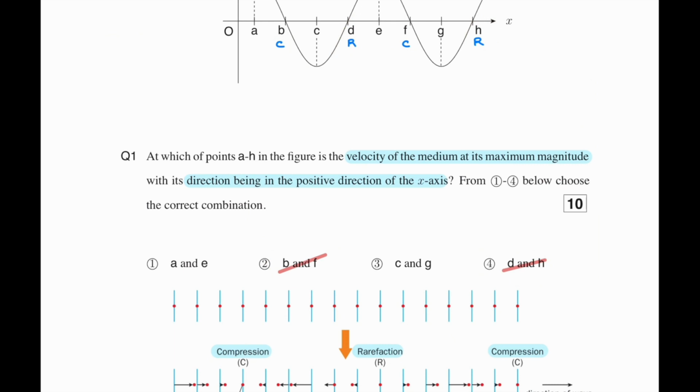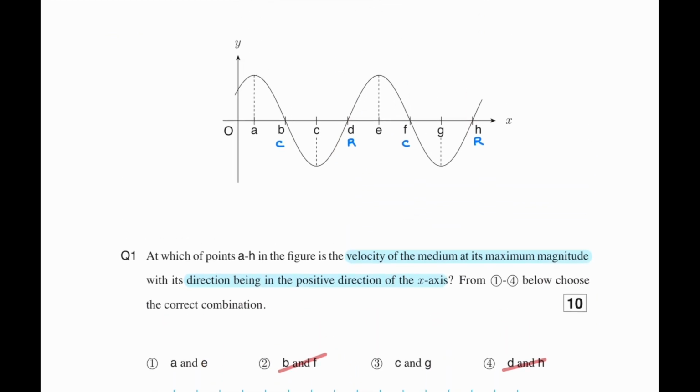So I need to choose between 1 or 3. 1 is A and E, 3 is C and G. Which one is correct? Of course, we need to choose the one that moves in the positive direction of the x-axis, which is to the right. The positive direction of the x-axis is to the right. The one that is moved to the right is A and E.